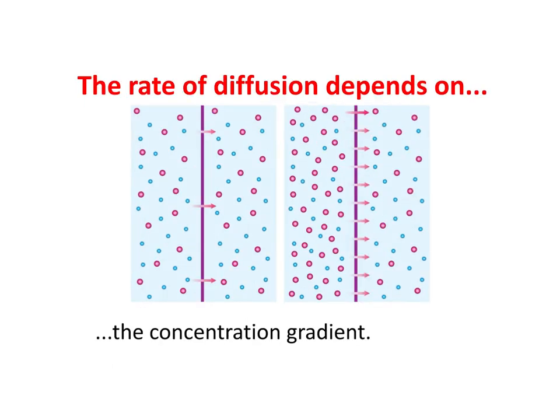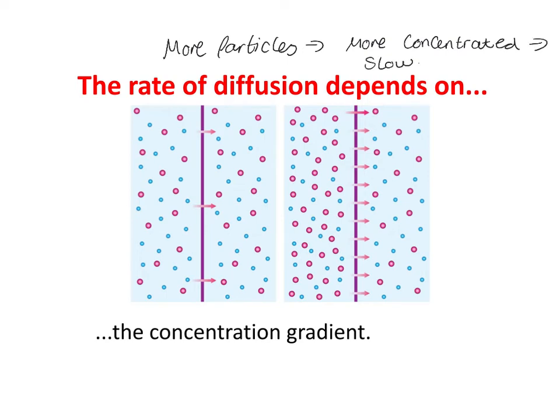It also depends on the concentration gradient. So if there's more particles, which means they're more concentrated, that means that they will spread slower. Okay, so the more particles there are, the more concentrated it is, the slower it will happen. You can obviously reverse that and say less particles, less concentrated, it'll happen quicker.